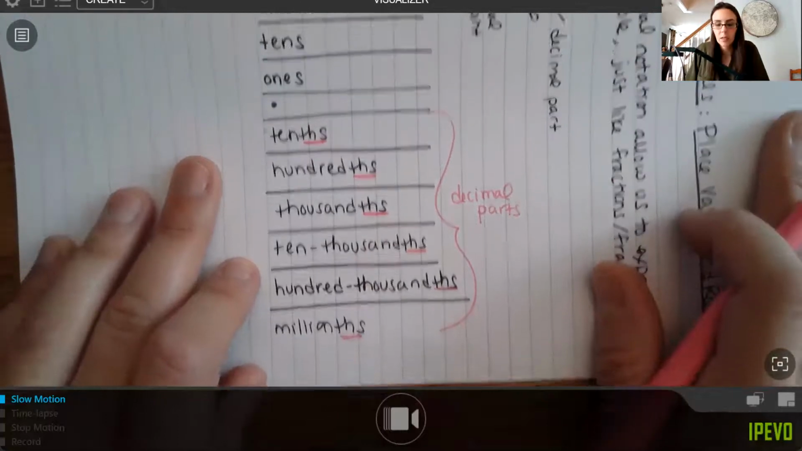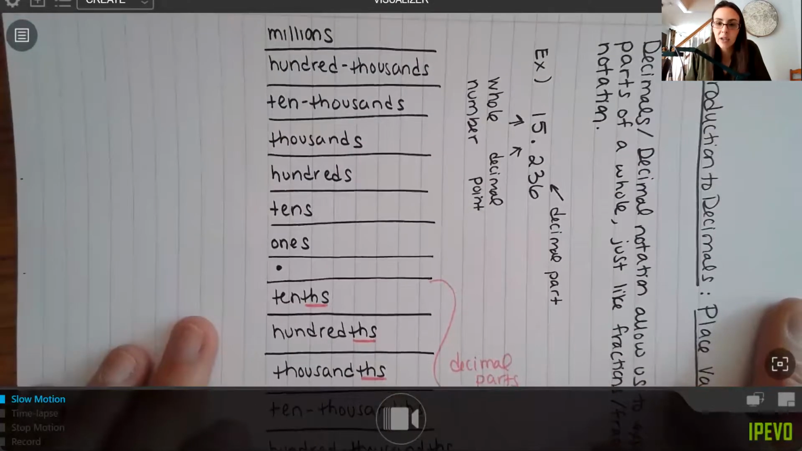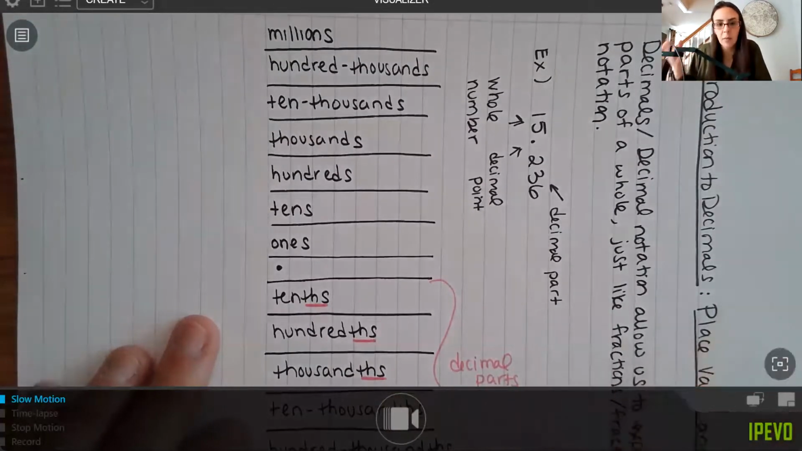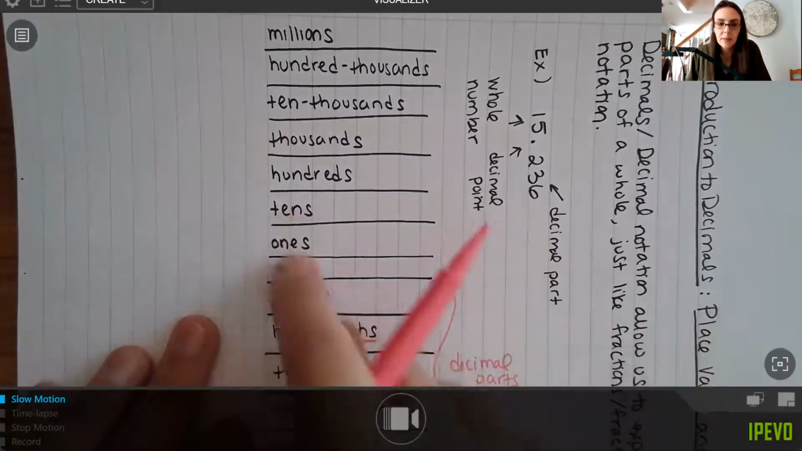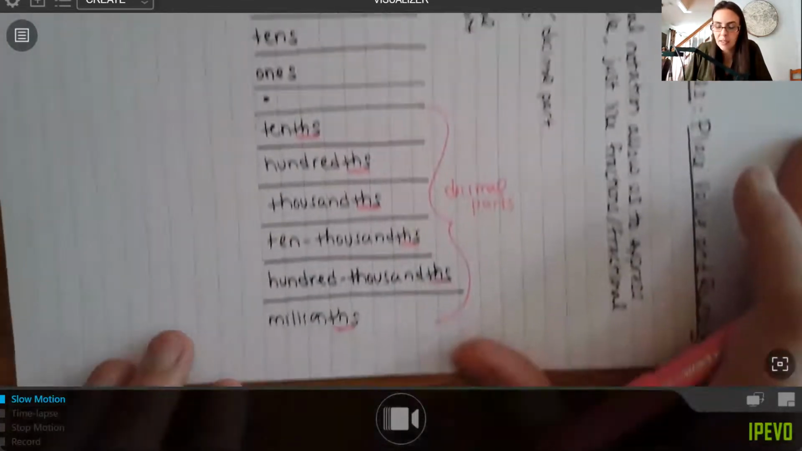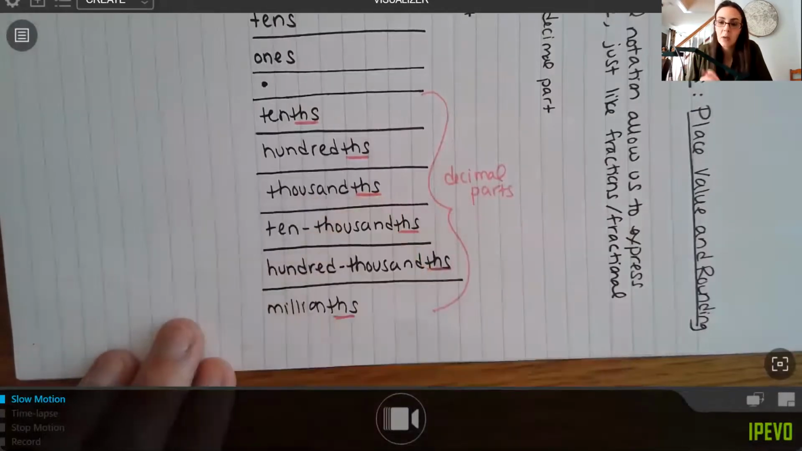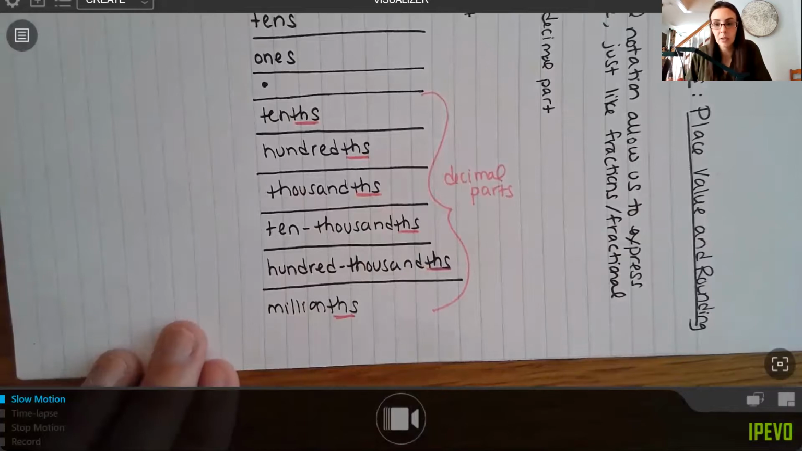Let me show you the whole numbers. So whole numbers don't have that TH at the end. They end with the DS in most cases here, except for obviously tens and ones. But on the decimal part, you're going to see that TH. So that is how you can distinguish between, are you in the whole number section or the decimal part section? If you have that TH at the end, whether it's read or written, now you're in the decimal part.